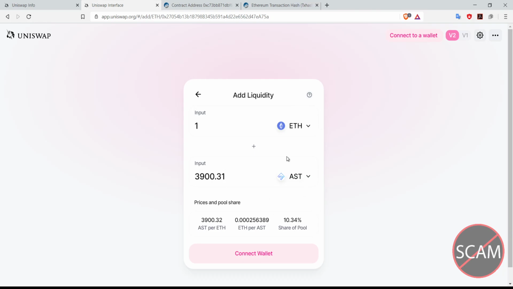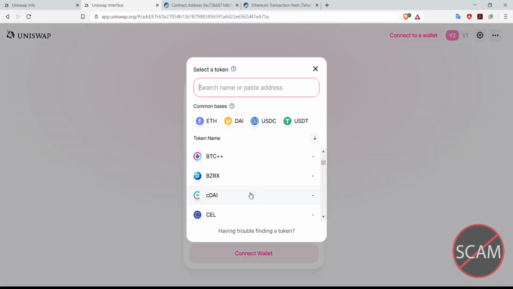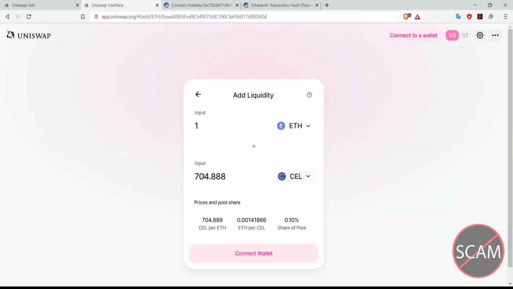Now, for this example, one Ethereum is currently apparently worth 3,900 AirSwap tokens. I'm actually just going to change this because it's just going to get too confusing for me. So we'll go with sell. I don't know what this is, just some coin. So, yep, that's the price. The price just reversed, I guess.